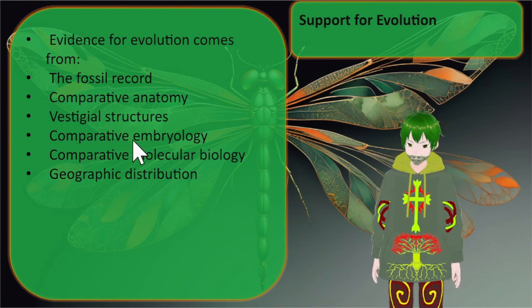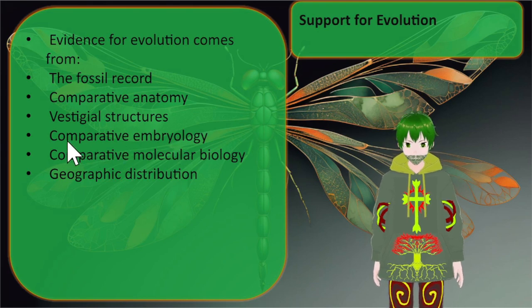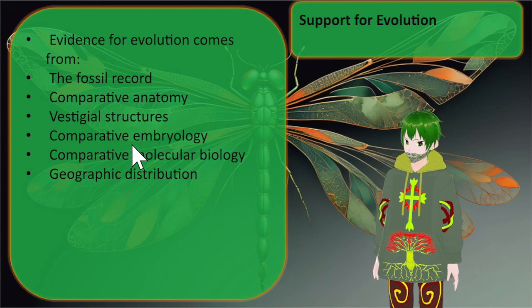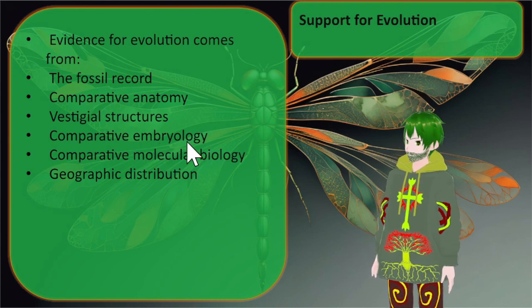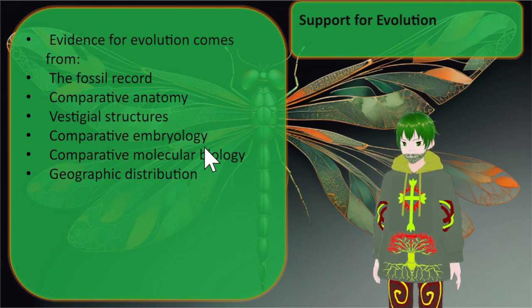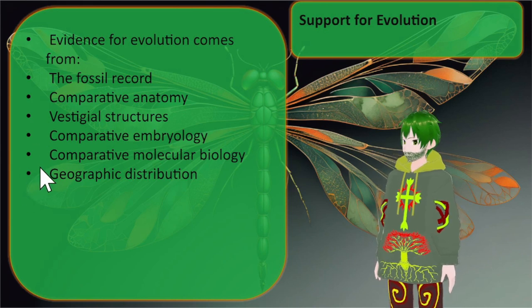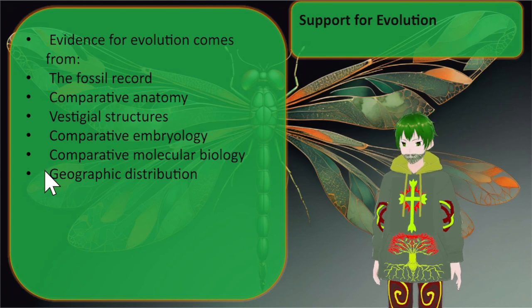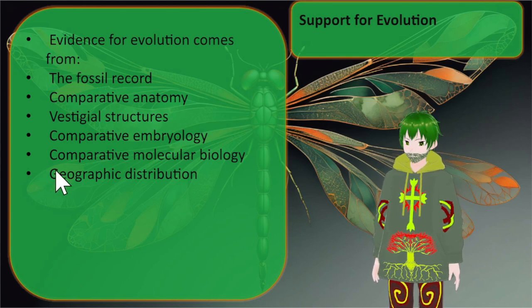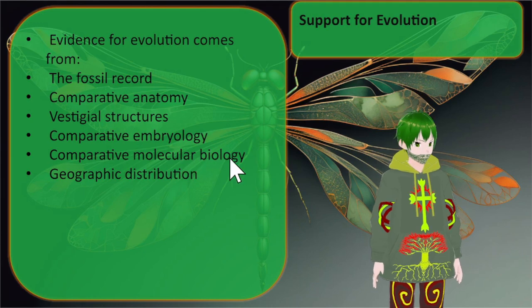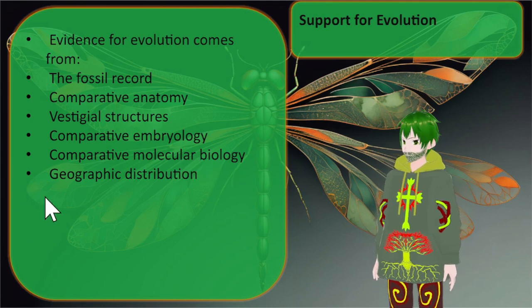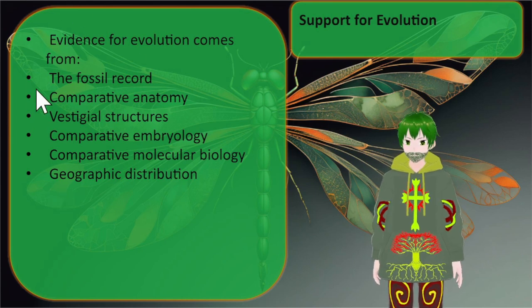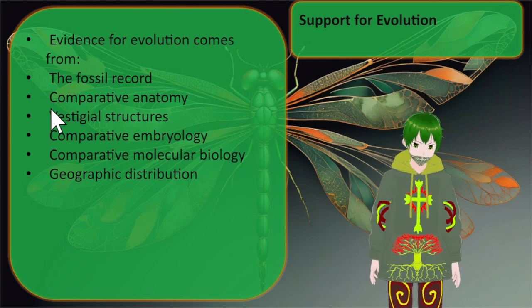Comparative embryology. This is actually not a good source for evidence for evolution, according to Stephen Jay Gould, and I agree with him that it's rather misleading in the way it's oftentimes presented. So I will bring this topic up in the next unit because it's poorly implemented in most cases. We'll see what this book does. Comparative molecular biology, and finally, geographic distribution. All of these are used to support the theory of evolution.